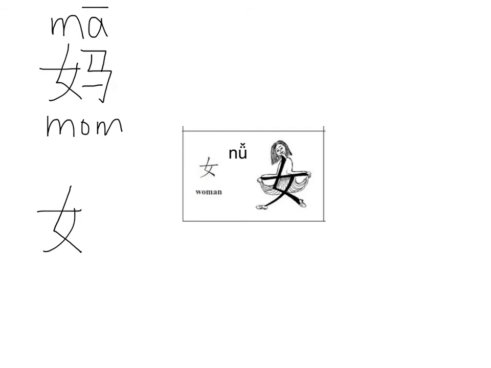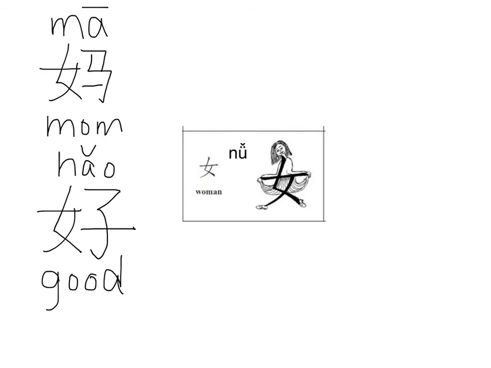The next character is still a 女 on the left side. On the right side is a child. So this is 子, 女子. Together this means 好. So you say if a woman has a child, she's a good woman. So 好, it means good.